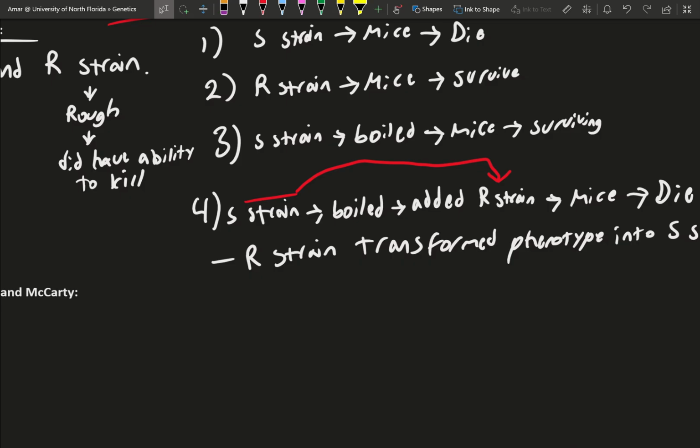If it was protein that allowed this to happen, then proteins actually store the genetic information of our cells. Or if it was DNA.